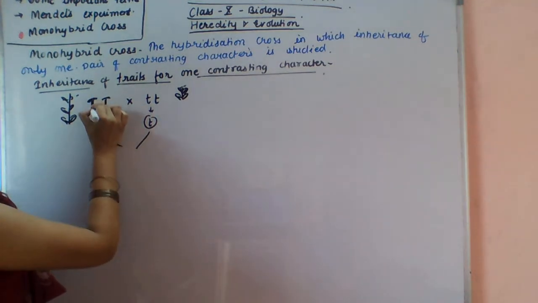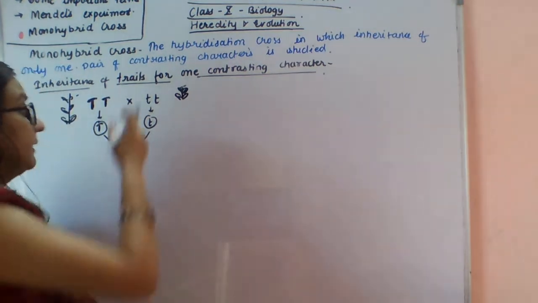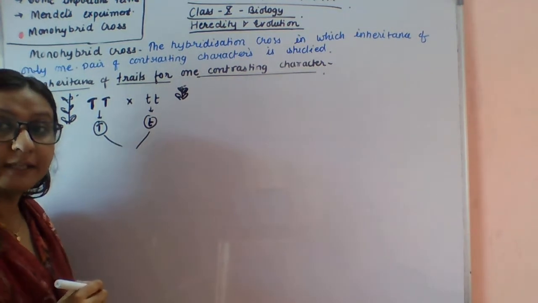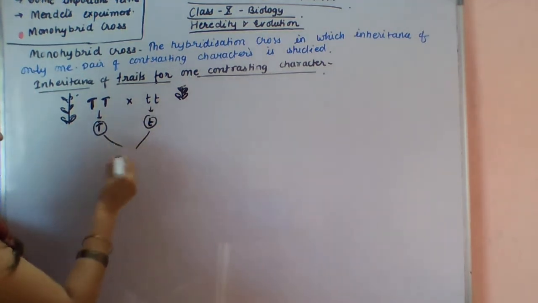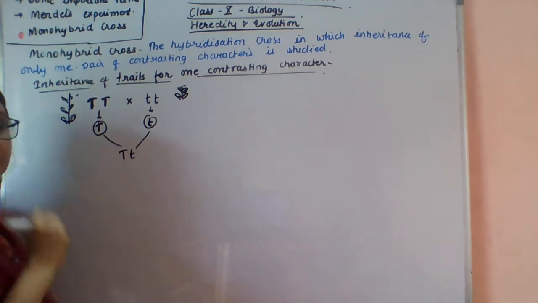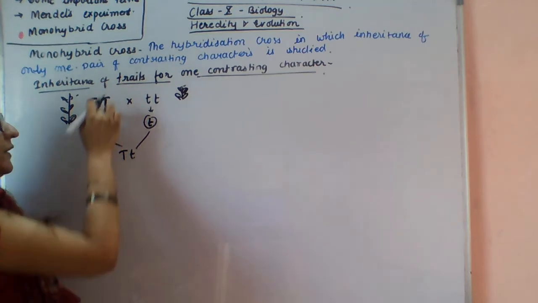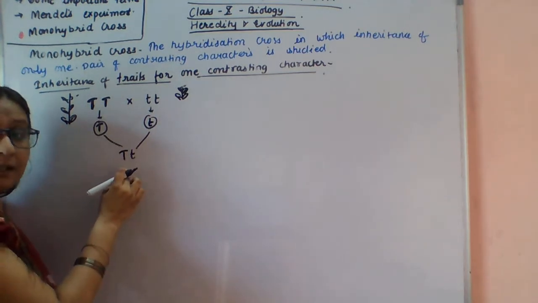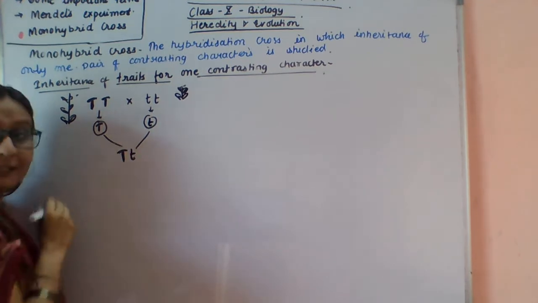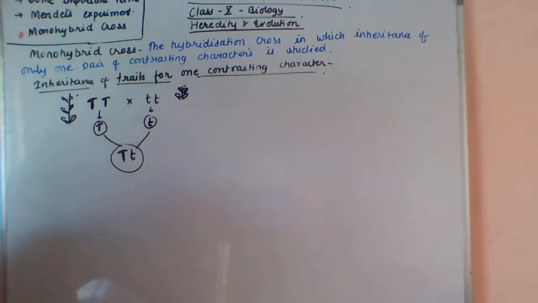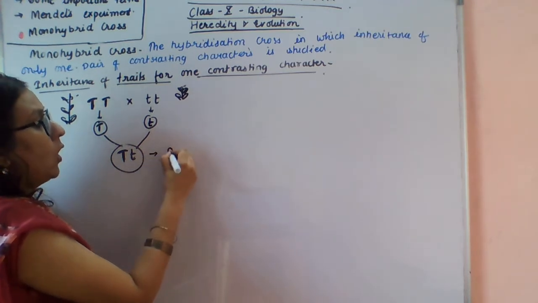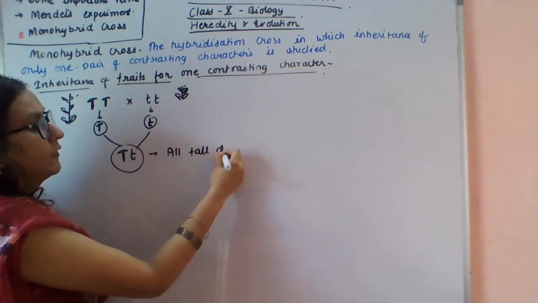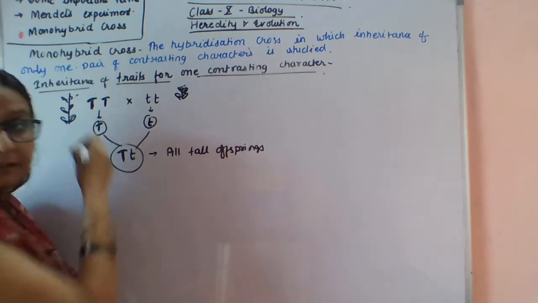So here the genes carried will be capital T, and the genes carried here will be small t. So the first offspring will be produced by these two parents, capital T from this parent and small t from this parent. So the progeny produced will be capital T and small t. So here you will see that all offspring will be tall.